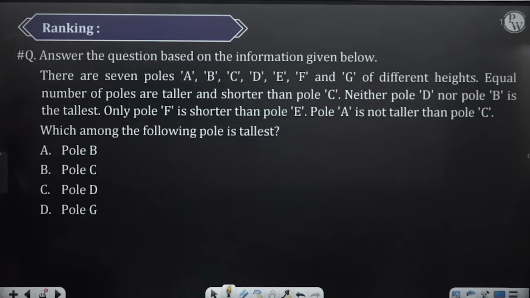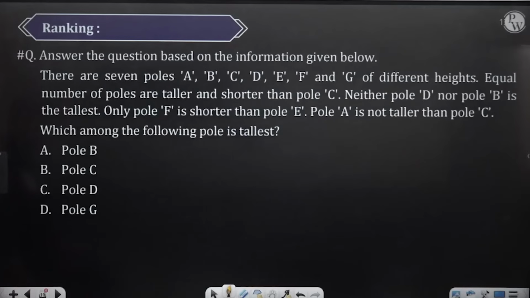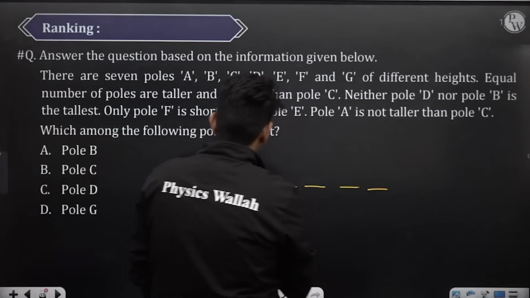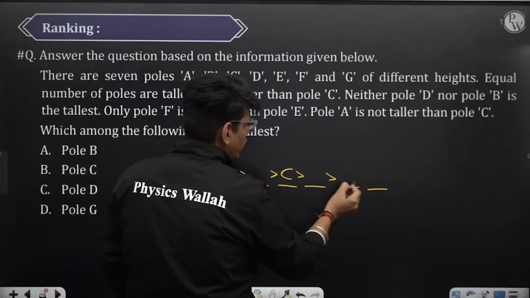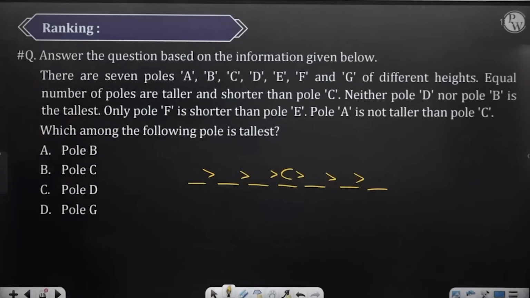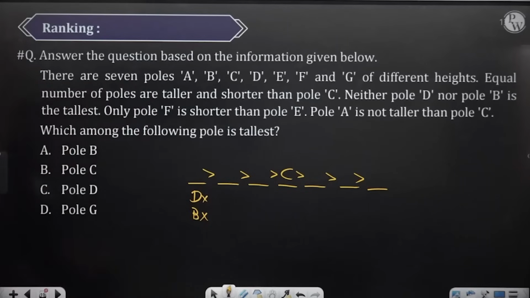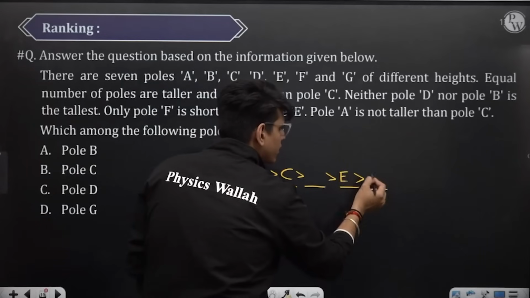There are 7 poles A, B, C, D, E, F, G of different heights. Equal number of poles are taller or shorter than C. So 1, 2, 3, 4, 5, 6, 7. So this is C. Equal number of poles are shorter and taller than C. Neither pole D nor pole B is the tallest. So D can't be here and B can't be here. What else? Only pole F is shorter than E. That means E is here and only shorter is F.